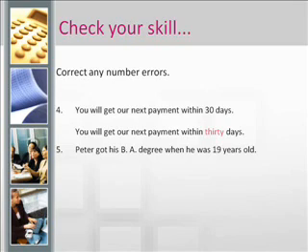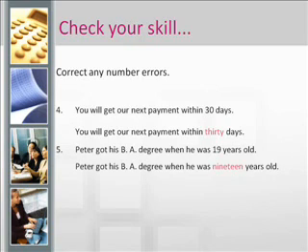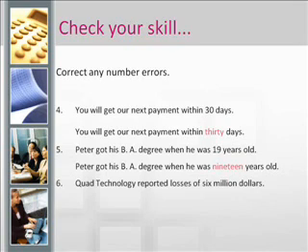Our fifth example is Peter got his BA degree when he was 19 years old. Are there any errors with the numbers in this sentence? So with age, the rule was if the number can be written out in one or two words, then we write the whole number in written form. So in this case, we would write out 19. Here's our final example. Quad Technology reported losses of $6 million. Do you see anything wrong with this sentence?